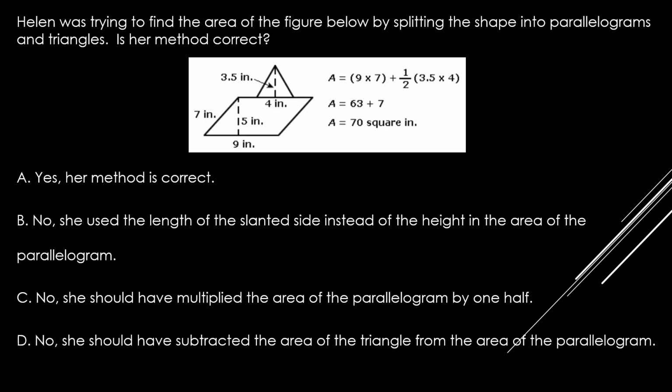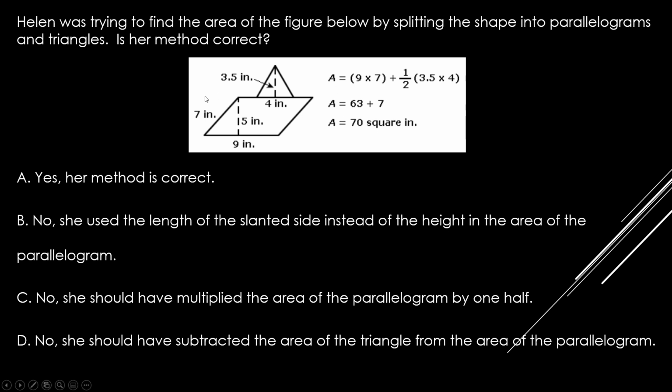Alrighty, Helen was trying to find the area of the figure below by splitting the shape into parallelograms and triangles. Is her method correct? Okay, so let's see. It looks like she did 9 times 7.